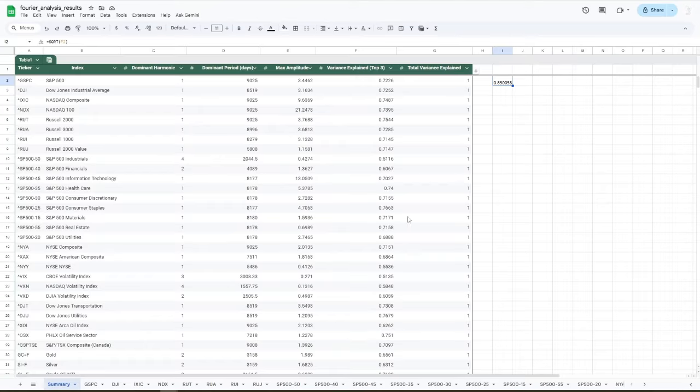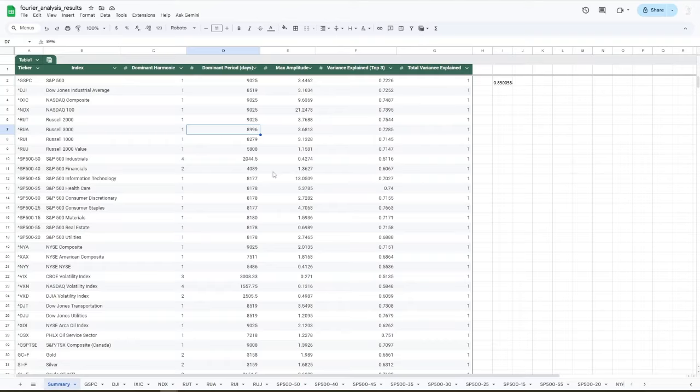It's very, very interesting. So the Dow is 8,500 days. The NASDAQ and Russell have 9,000 days. The Russell 3000, 8,996 days. Let's call it 9,000 days, more or less. So we see that these main indices all have the same dominant period, the same frequency. Not the same amplitude, but the dominant period, more or less, is synchronized. We are around 9,025 days, more or less.